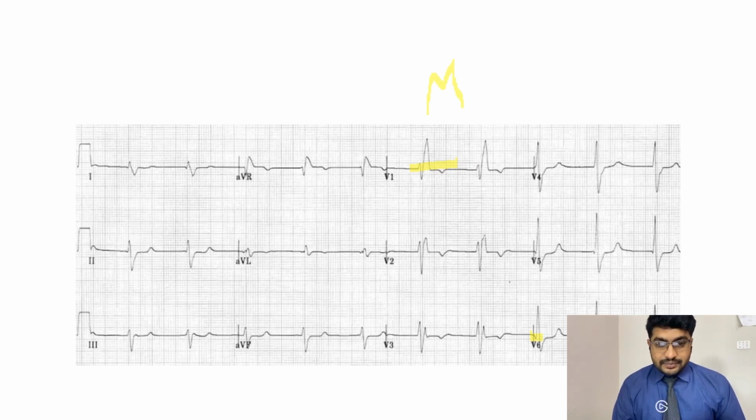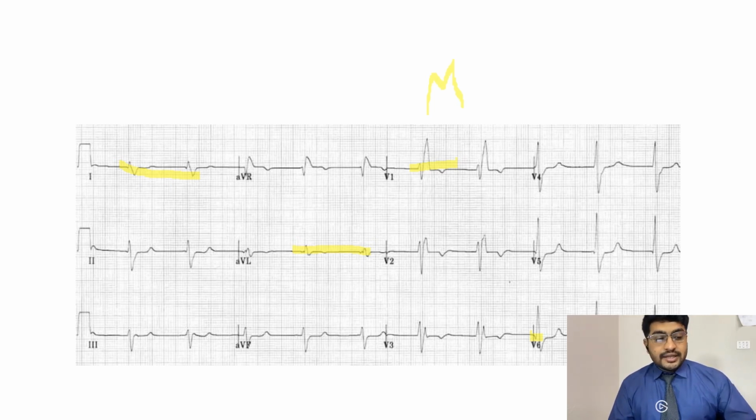The same pattern is repeated over here in lead 1 and aVL. Slurred S waves are seen in aVL and in lead 1. And our QRS complex is broad. If we look from the start of the R wave to the end of the S wave, it is more than 3 small blocks. So these are broad QRS complexes.